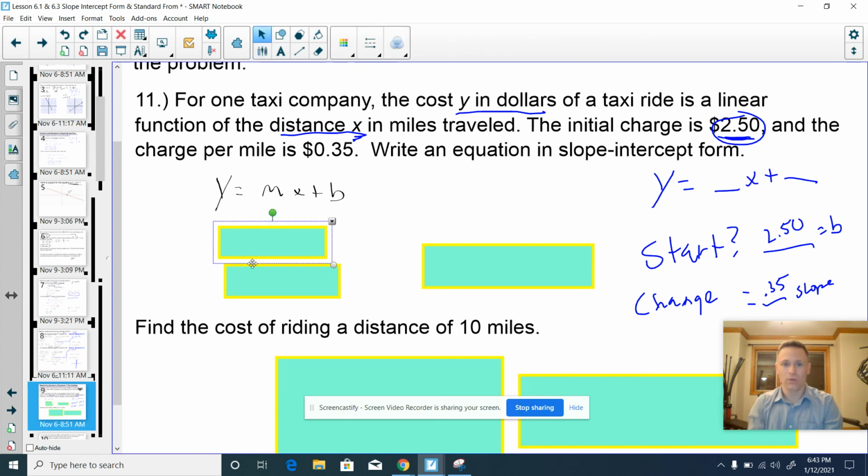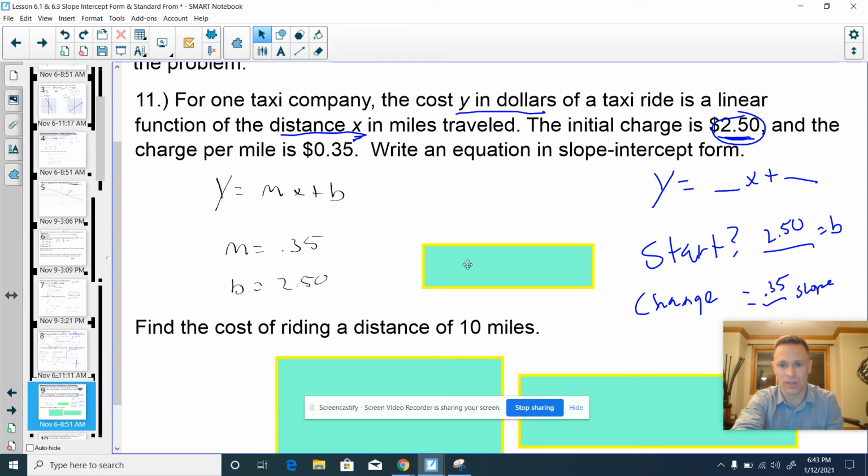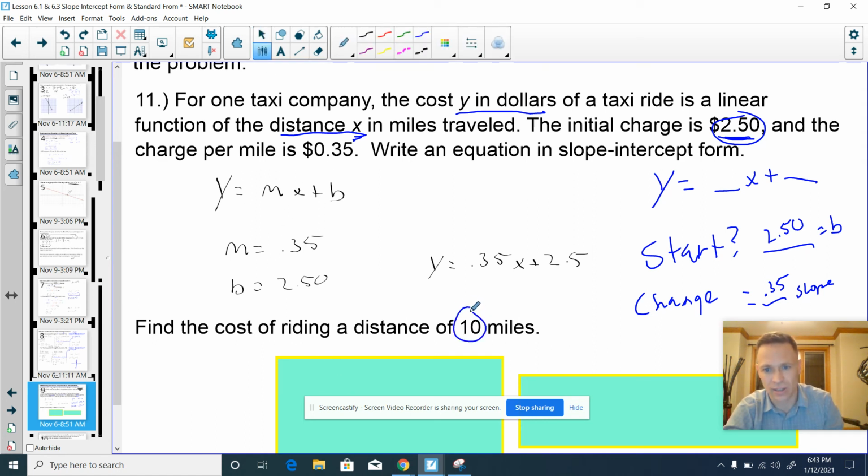So I know then that my slope is 0.35, my m value. My y-intercept is 2.50. Boom, there's my equation. And now I can answer questions like the next one. Find the cost of riding a distance of 10 miles. Well, if x is miles, what that means is that 10 is going in for x.